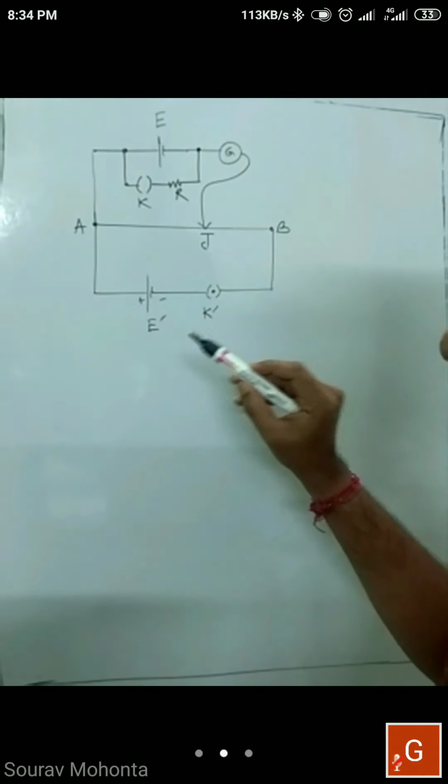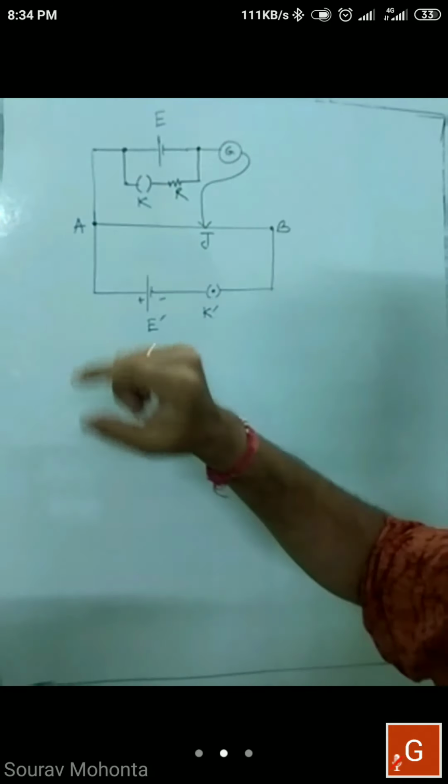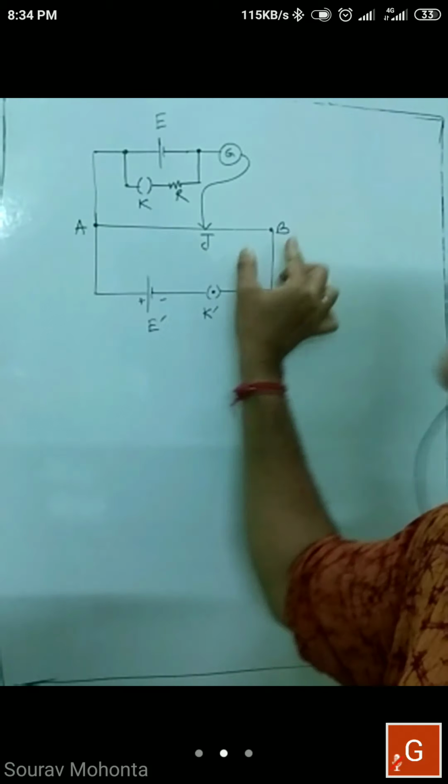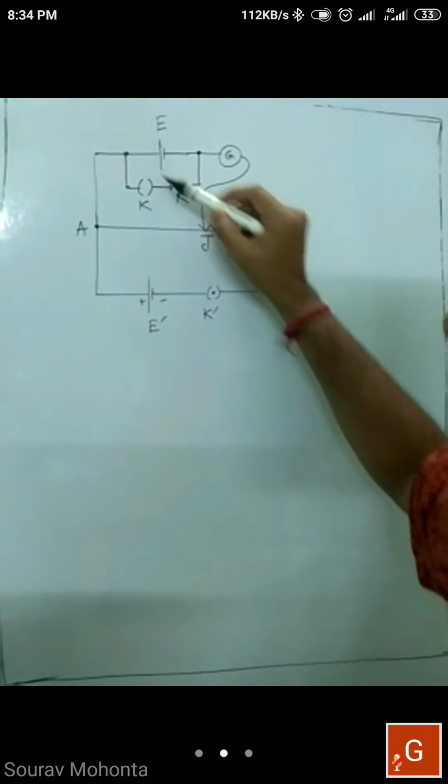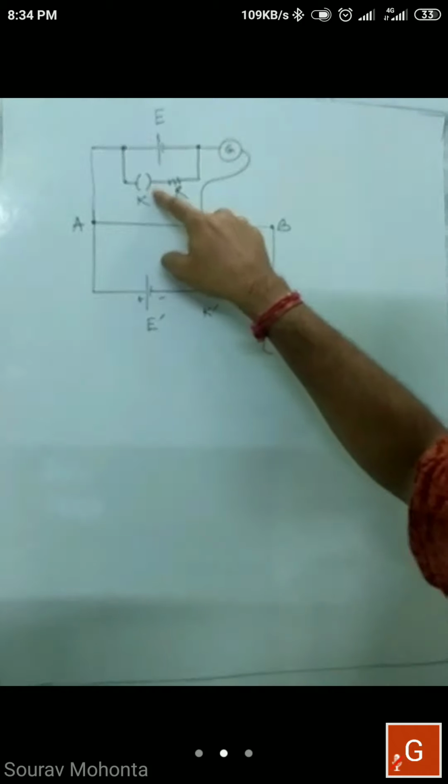So a current will flow, therefore a potential difference will be across AB, and there will be a potential gradient in that wire. Now this is the EMF E, which is connected with an external resistor R and with a key. When this key K is open, the external resistor has no part.